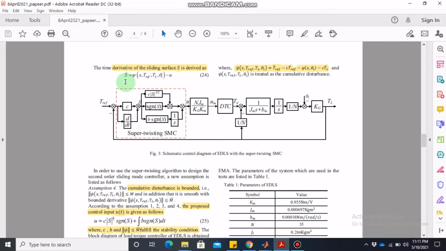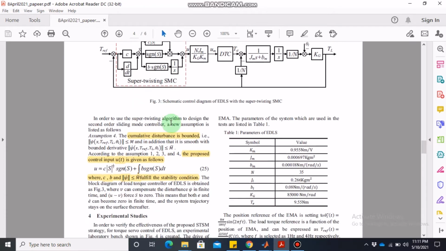Okay, so this is the final control law. U is equal to C times the square root of the absolute value of the sliding surface times the sine of the sliding surface plus the integral of B times sine of the sliding surface. B is a positive constant.